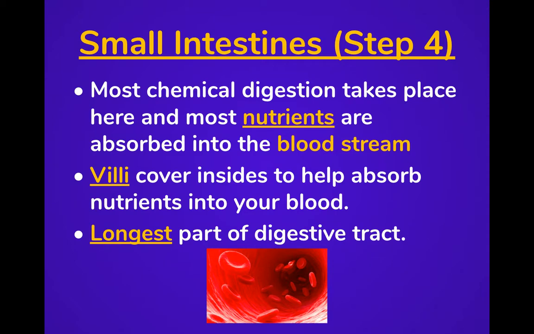So step 4 would be the small intestines. Most chemical digestion takes place here in the small intestines. Most of the nutrients are absorbed into the bloodstream. And like I said, the lining of the small intestines has these little finger-like projections that are called villi. And these villi are what absorb the nutrients. And where does it go? It goes into your bloodstream.